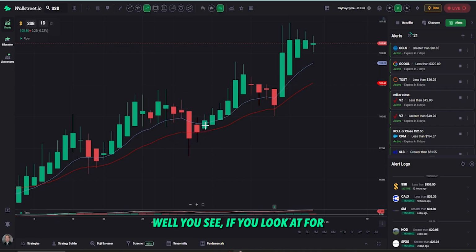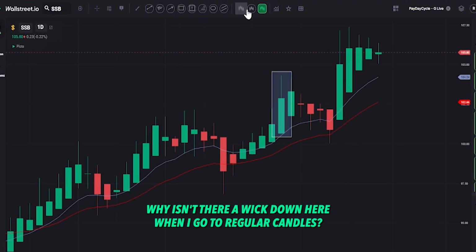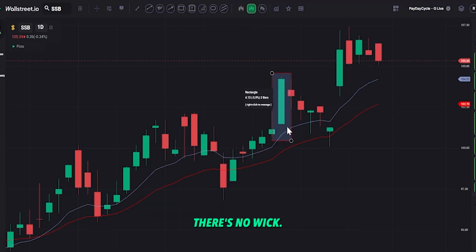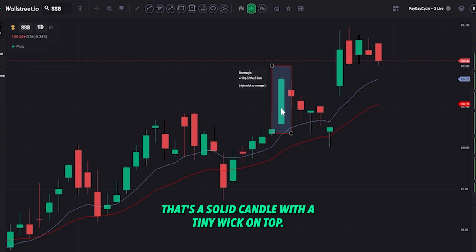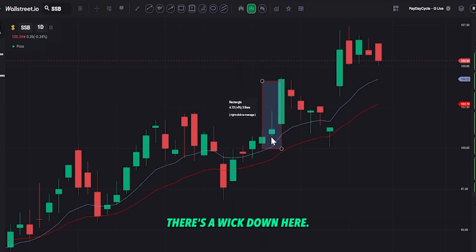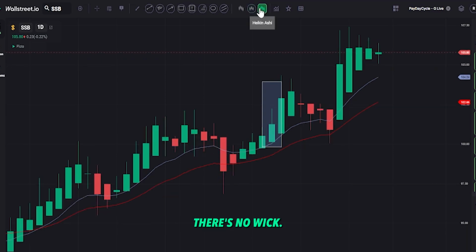Well, you see, if you look at, for example, I'm going to circle a candle, this one right here. Where's the wick? Why isn't there a wick down here? When I go to regular candles, there's no wick. That makes sense. Oh, there's a wick here. That's a solid candle with a tiny wick on top. Let me pick one like this one right here. There's a wick down here. Well, let me pick this one right here. Why is there a wick down here, but when I go to Heikin Ashi, there's no wick?